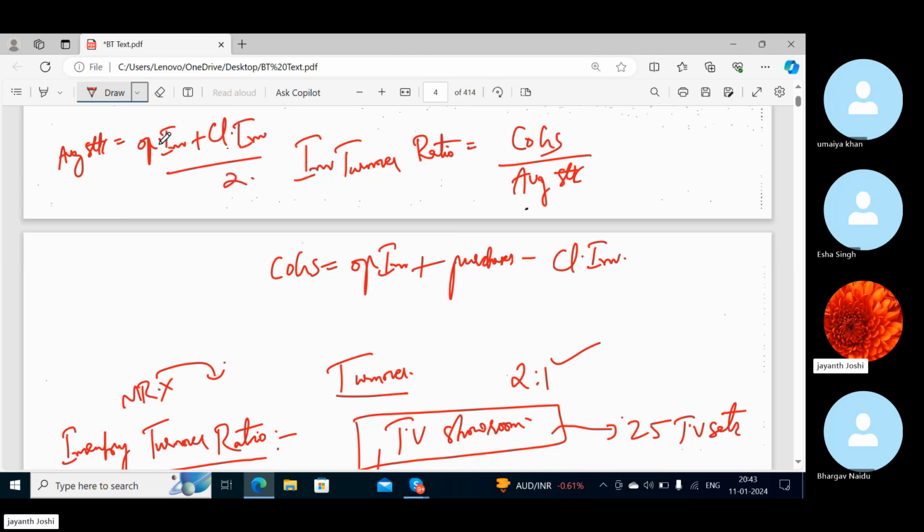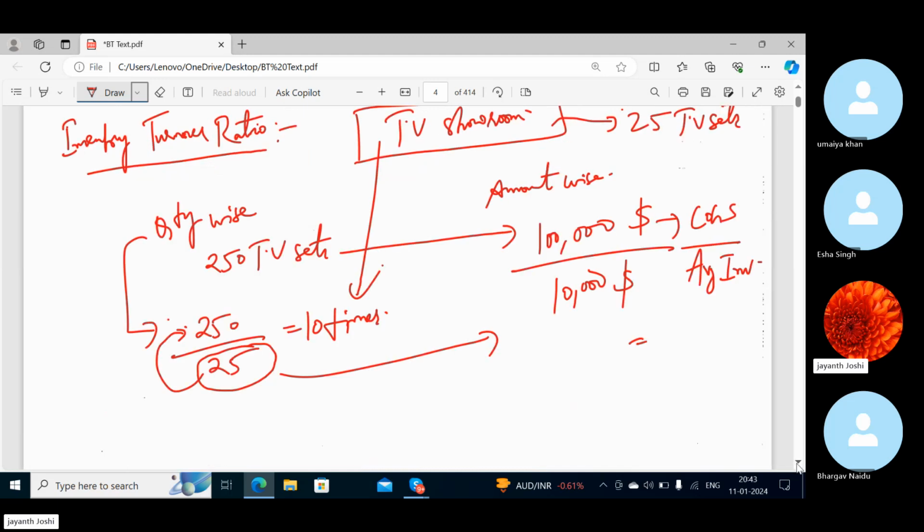Okay, so I am saying that 25 TV sets is this. That means opening and closing all together, if I do an average, my average stock is 25 TV sets in my example, and the cost I'm incurring for the entire TV sets I sold is $100,000. That means for the 250 TV sets I sold, the cost I incurred is $100,000. That is COGS. All right, and the average stock I'm maintaining every time, that is 25 TV sets, costs me $10,000.